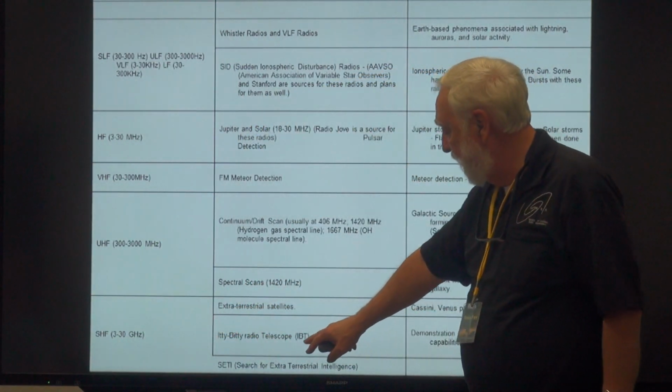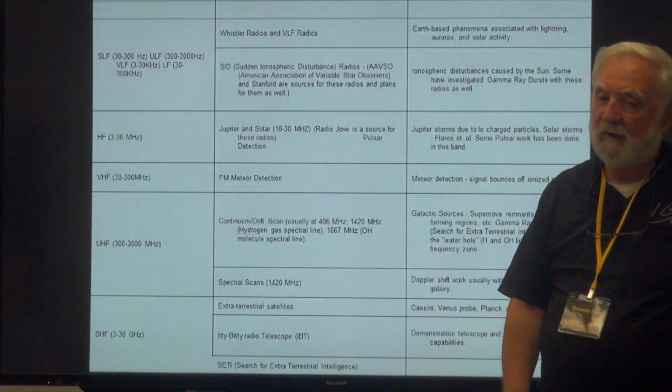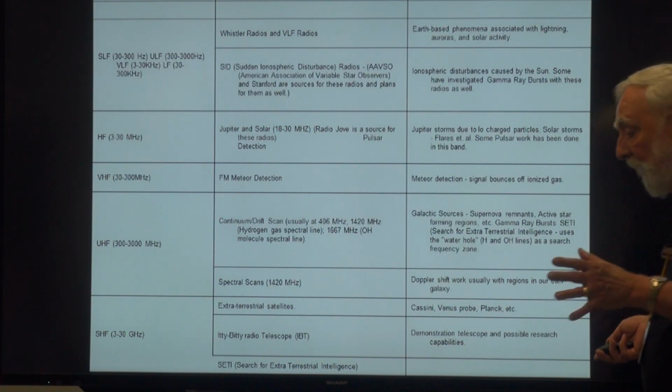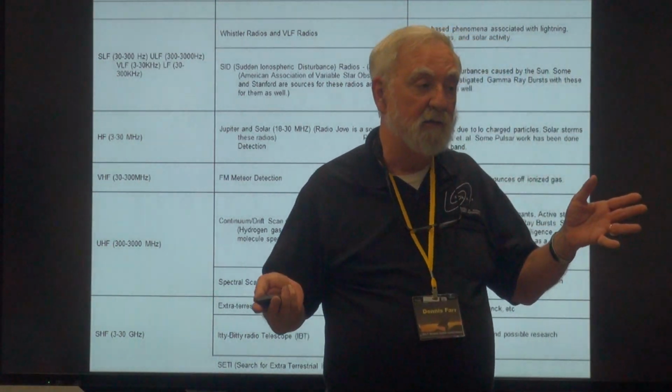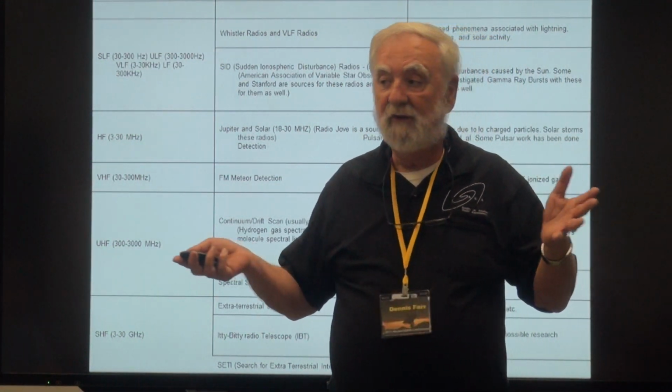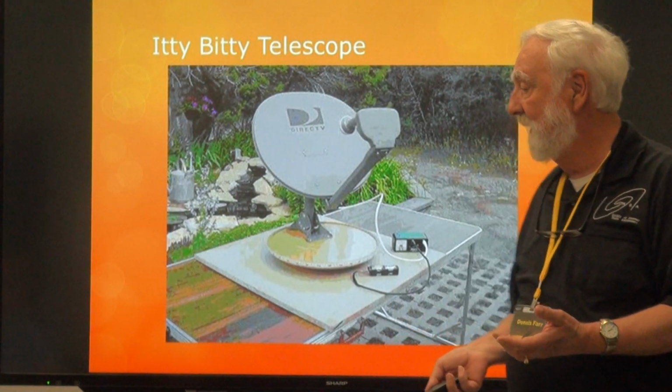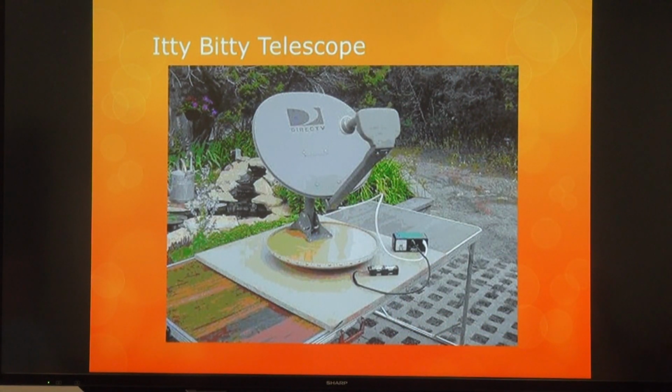SHF, here's my IBT, the itty bitty radio telescope. Basically it's just good for STEM and educating in schools. We don't have the capacity, most people don't have the capacity to build receivers and antennas that can really go in and utilize this stuff. By the way, it's like anything else. How much does it cost? How much do you have? Okay? We'll take it all.